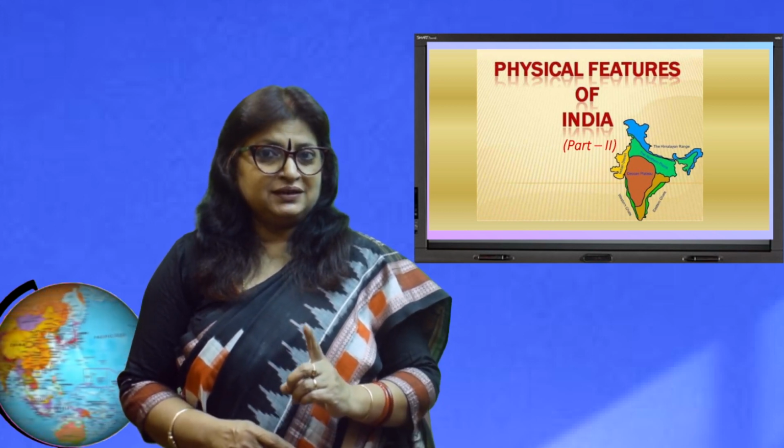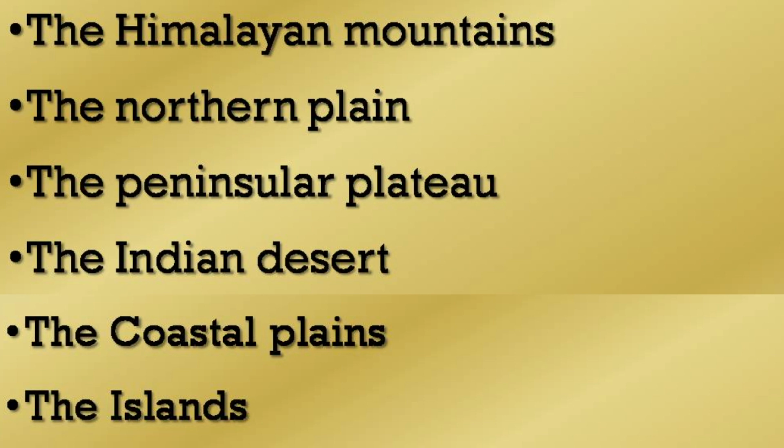Number 1, it is the Great Himalayas. Second one, the Northern Plains. The third one, it's your Peninsular Plateau. The fourth one, it's your Indian Desert. Fifth one, it's all about our coastal plains. And the last but not the least, it's about the islands.